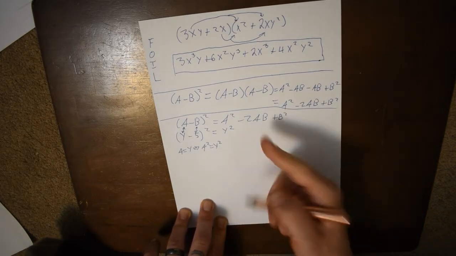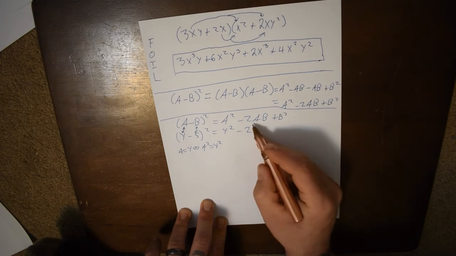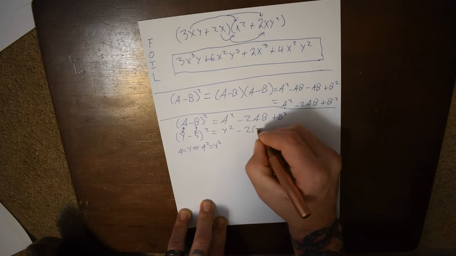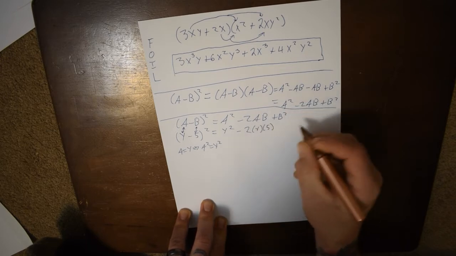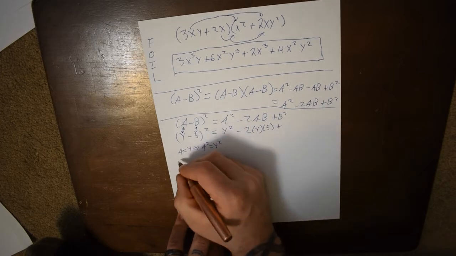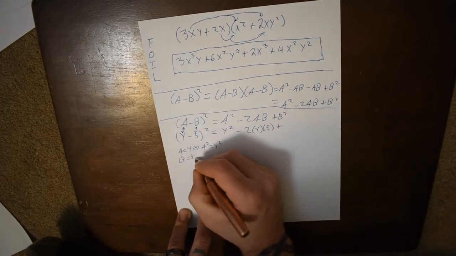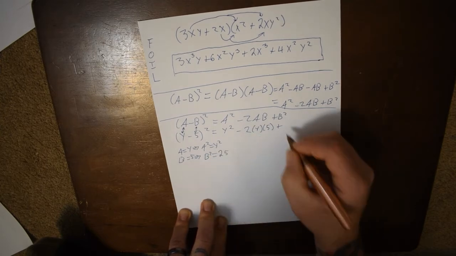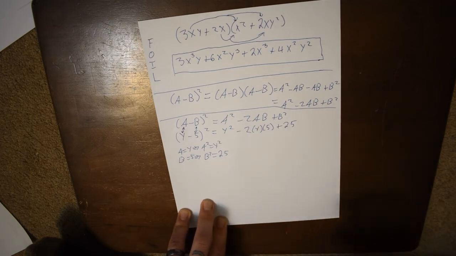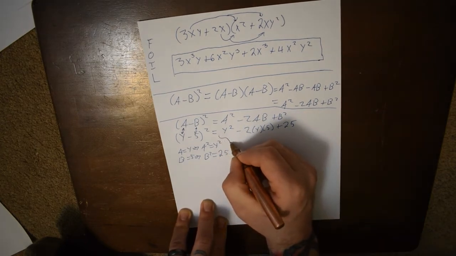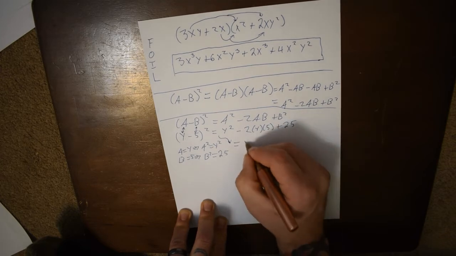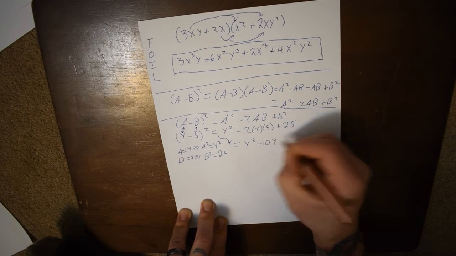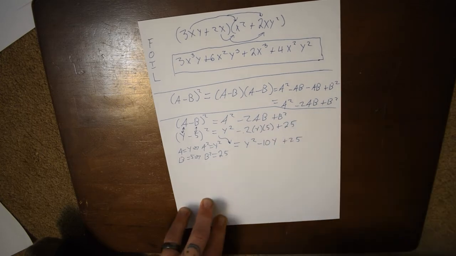Now we have a negative 2. That part sticks around. A times b. Well, a is y and b is 5. And finally, we're going to add b squared. If b is equal to 5, that tells us that b squared is equal to 5 squared, or 25. The final step is to gather like terms. That's going to be equal to y squared, negative 2 times 5 gives us a negative 10y, plus 25.